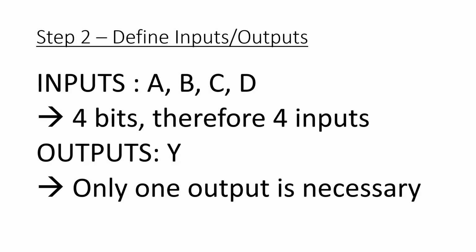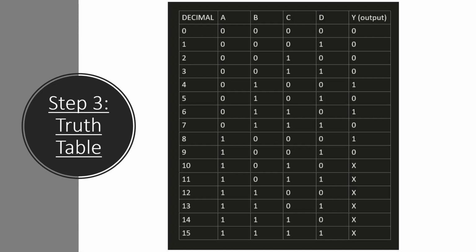Step 2, define inputs and outputs. Well, it's 4 bits, and we need 4 inputs. So I wrote A, B, C, and D for inputs, and I wrote Y for outputs, because only one output is necessary. Step number 3, truth table.